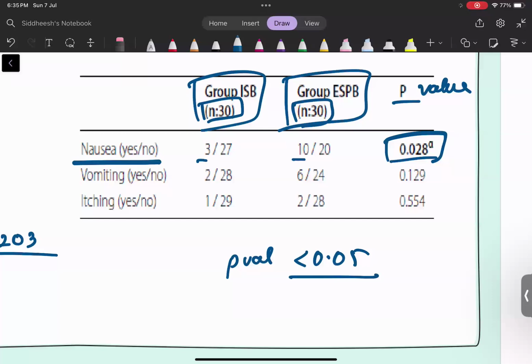Correct? Let's take one more part, that is the 0.0129, that is the p value, that is the vomiting, yes and no. Okay, so if I ask you in which group people are having more amount of vomiting, of course it is ESPV, correct? But is it significant? No. How come? P value is what? 0.129. So this is how we make logic, we make a decision out of your data, whether this data is coming in a good way or not a good way.